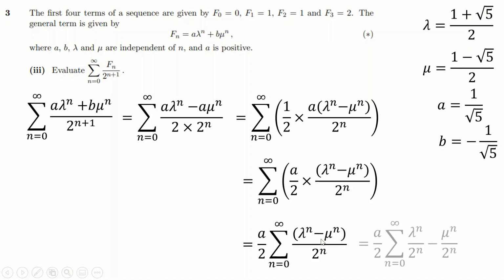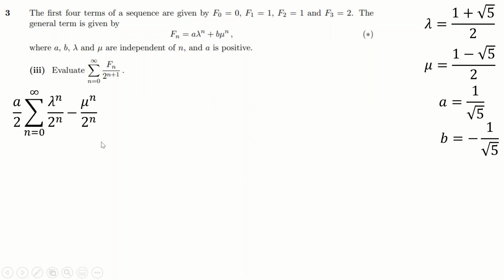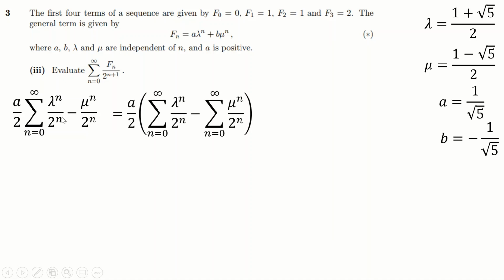I'm going to say this is the same as lambda to the n over 2 to the n minus mu to the n over 2 to the n. And you can see I could put those things together because they have the same denominator. I could put those together to make it look like this, but I want them separated. The reason I want them separated is because when you're adding or subtracting terms in a sum, you're allowed to take the sum individually of those terms. So I'm allowed to do the sum of this first bit, which is here, minus the sum of the second bit, which is there. Now, of course, it's still in brackets because I need to times the whole thing by a over 2. But I can do the sum separately.